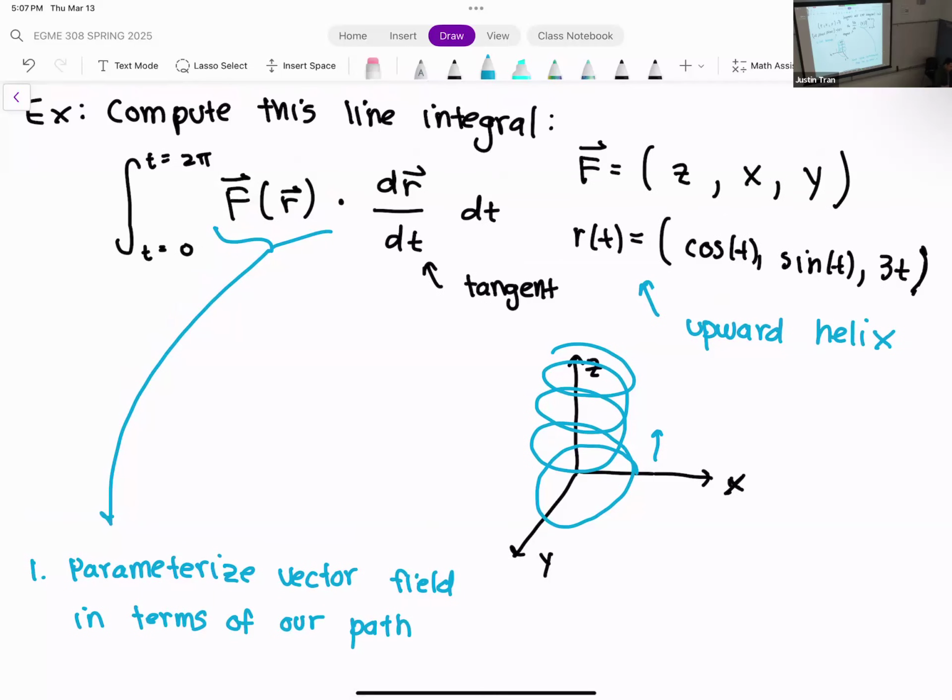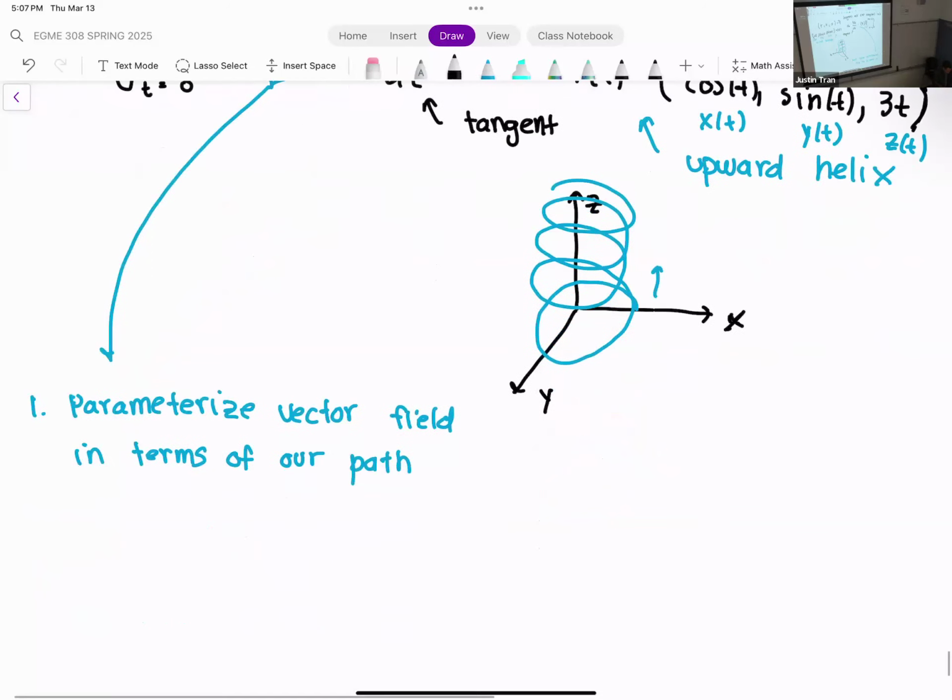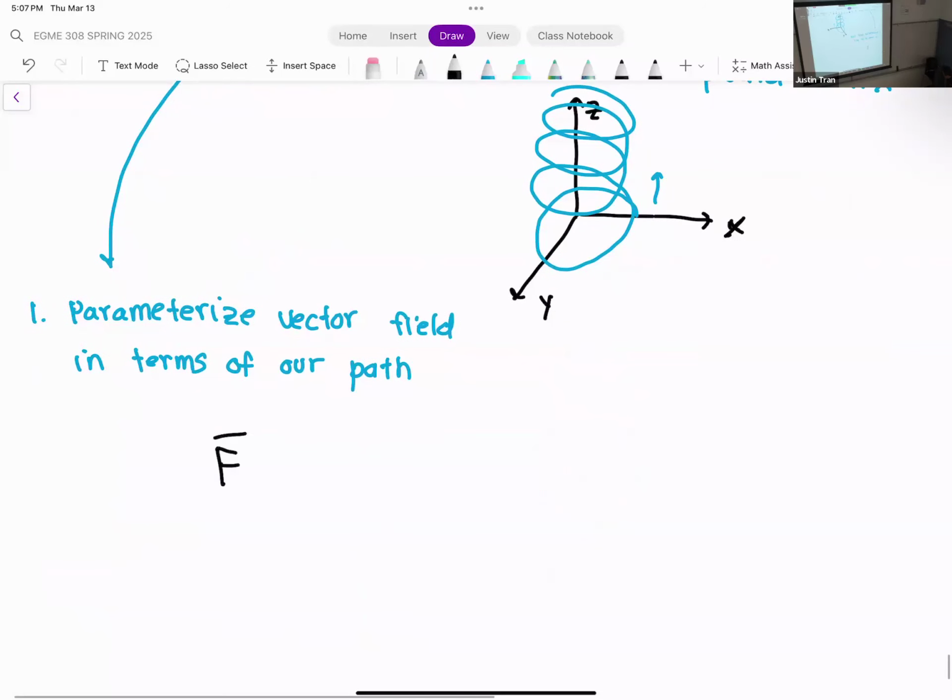So our path here is cosine of t, comma, sine of t, comma, 3t, right? And so cosine of t here, that's going to be our x of t. Our sine of t here, that's going to be our y of t. And our 3t, that's going to be our z of t. Okay. So let's plug those into each of the expressions in our F, right? So our F, let me write it again down here, is equal to z, x, and y.